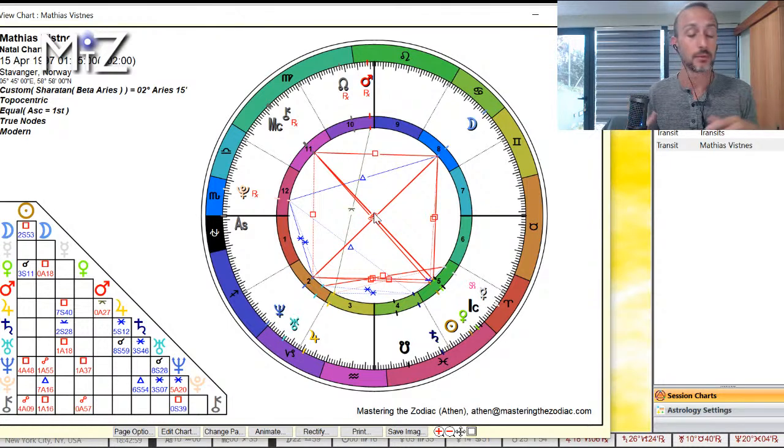Maybe he wants to work from home. Maybe he wants to work with homes. Maybe he wants to work in such a way he's protecting and caring for something or people. Combining the South Node, the North Node. That's the idea, but in the way that I described it.